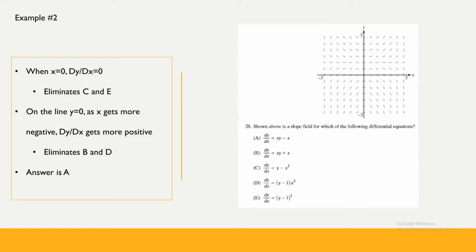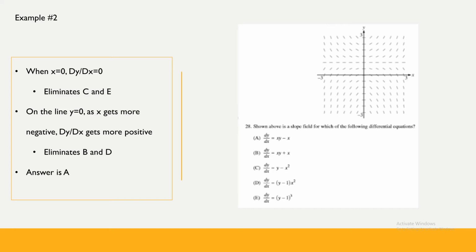If we look at A, and we plug in 0 for x, you have 0 times y, which is 0, and then minus x, which is 0, you end up with dy/dx equals 0, so that passes. With b, you have, again, 0 times y, which is 0, plus x, which is still 0, and you end up with dy/dx equals 0. That one also passes. For c, we have dy/dx equals y minus x squared. And if we do 0 squared, you end up with dy/dx equals y. So this equation is saying that the x value doesn't matter at all, so that's wrong.